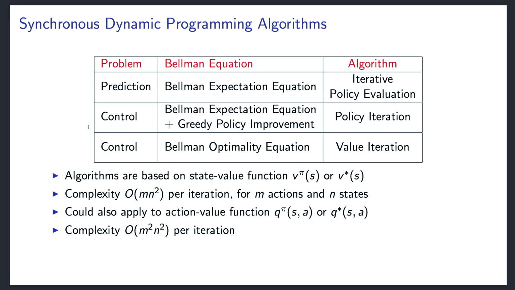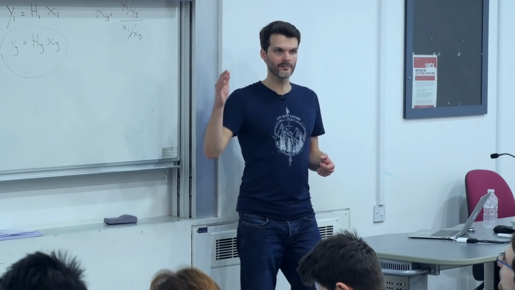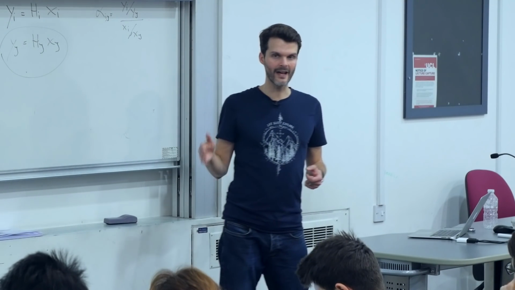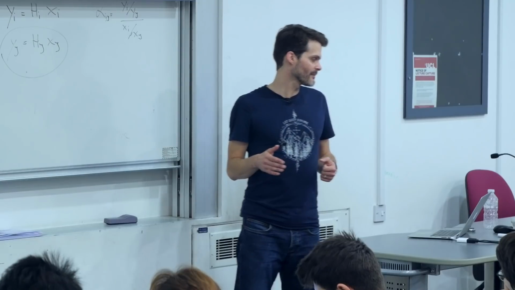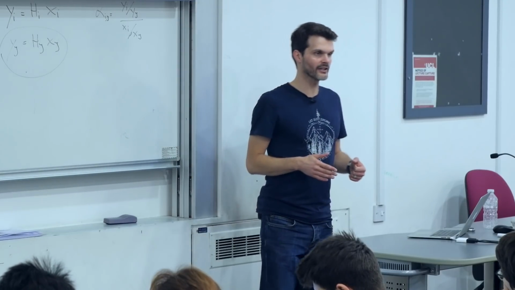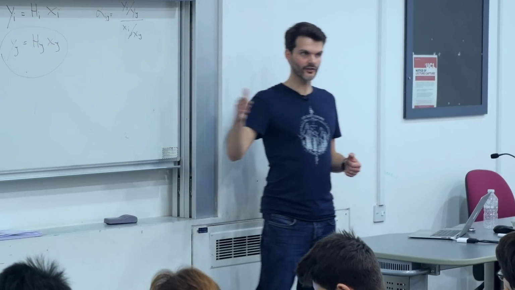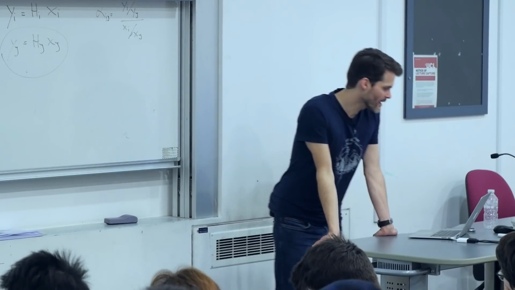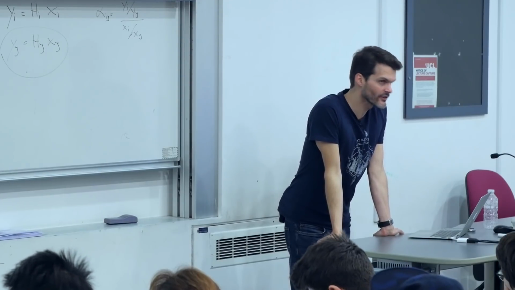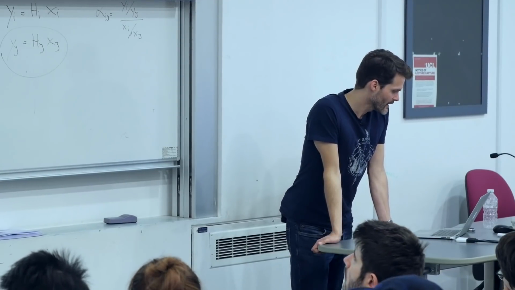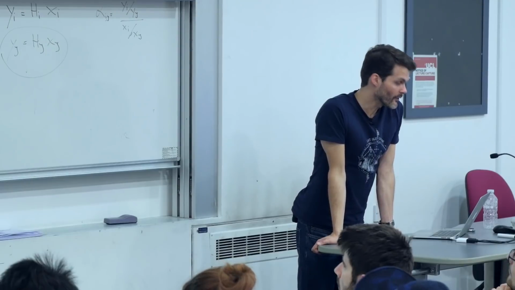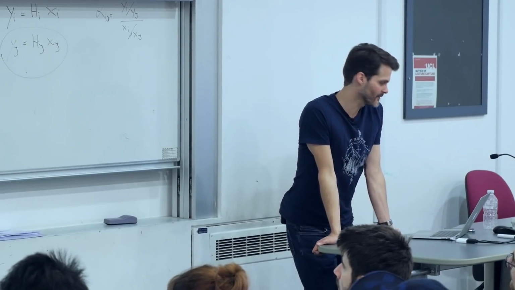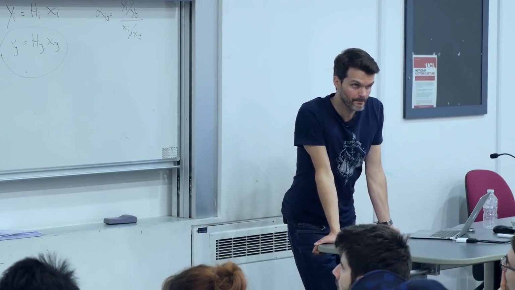If we want to do control, we could also stop short after exactly one step of policy evaluation before we then improve our policy. And this process is called value iteration. And the associated Bellman equation is the Bellman optimality equation, because value iteration can also be considered just turning that equation into an update. Now these algorithms can be based on state value functions, as we mostly discussed. And then the complexity is of order number of actions times the number of states squared.